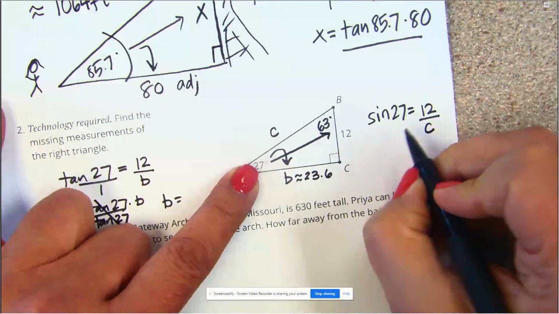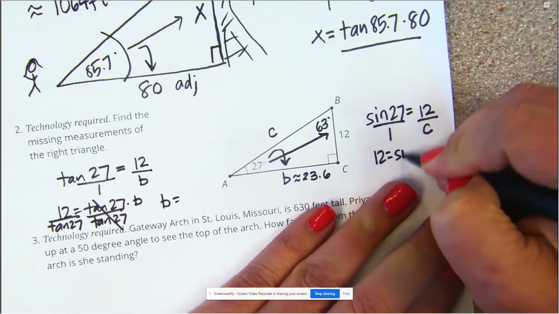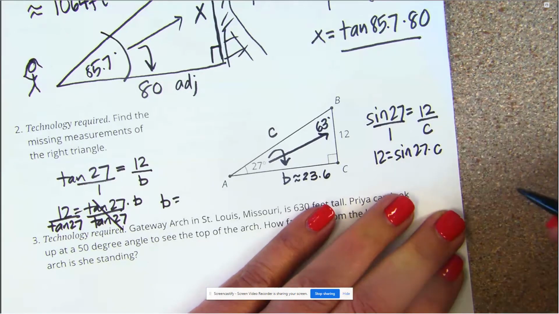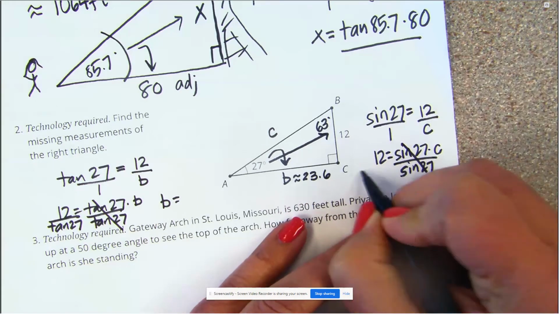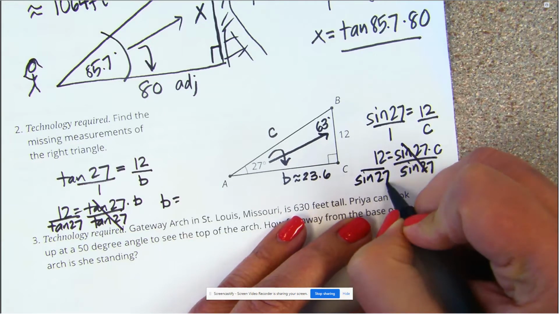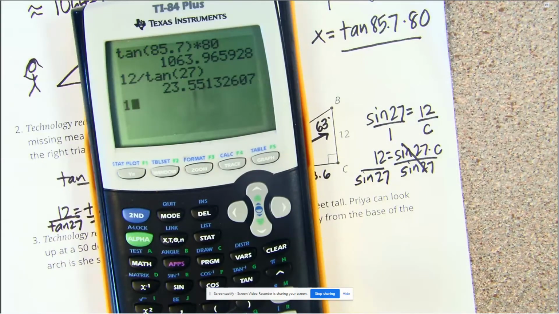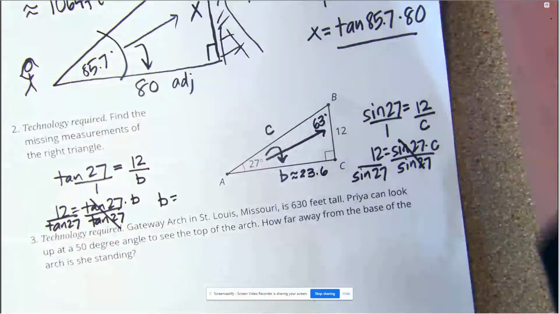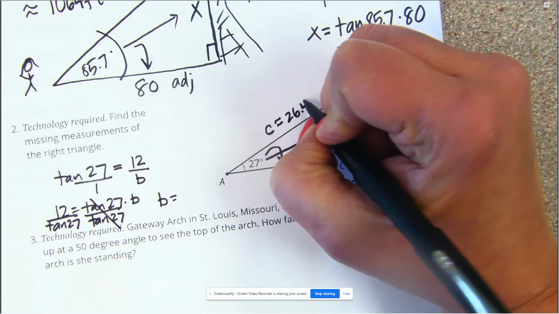All right, create a proportion. 12 equals the sine of 27 times c. I need to get c alone. Whatever I do to one side, I do to the other. And now I'm going to type that in my calculator. 12 divided by the sine of 27, 26.4. And remember, like a quick little check, is the hypotenuse should always be the biggest.